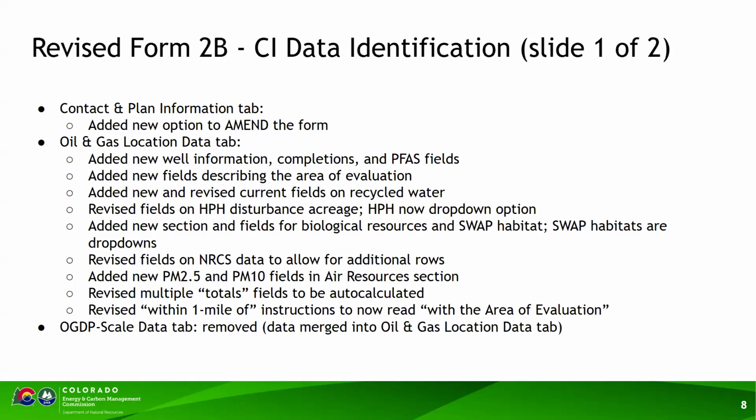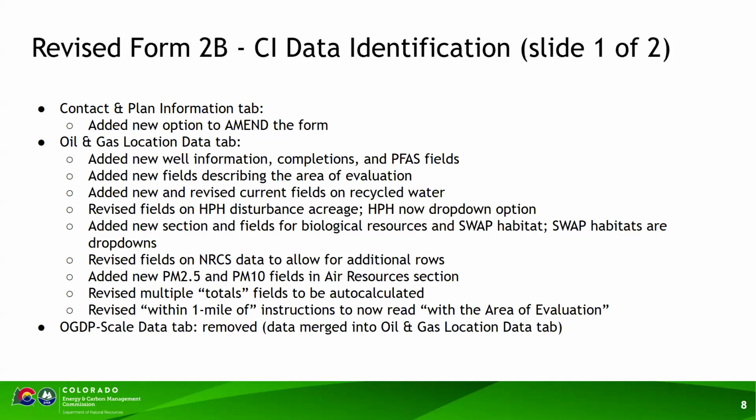Revised fields on the HPH disturbance acreage section, as well as the HPHs themselves, the high priority habitats, are now drop-down options. So no more issues trying to fat finger or get the correct name in there. They're all drop-downs, and this should streamline filling out this section. Additionally, there's a new section, fields for biological resources and SWAP habitats. SWAP habitats, I spoke to those map layers in a previous presentation. And just like the high priority habitats, the SWAP habitats are also drop-downs, which should make it easier and reduce errors in filling out the forms.